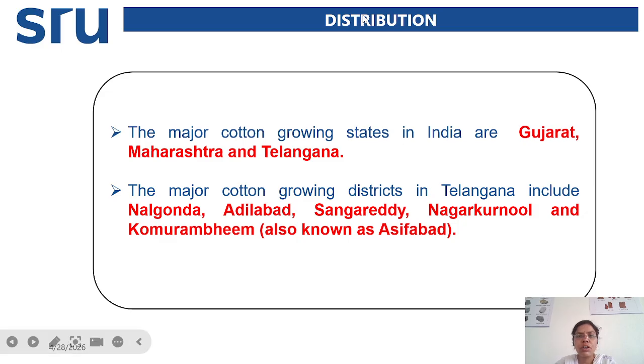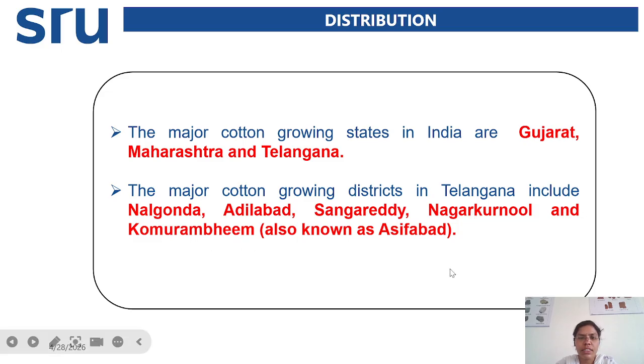And next we'll discuss the distribution. Generally, the major cotton growing states in India are Gujarat, Maharashtra, and Telangana. Coming to Telangana, the major cotton growing districts are Nalgonda, Adilabad, Sangareddy, Nagar Karnool, and Komrambhim, now called Asifabad. So in India, the major growing states are Gujarat, Maharashtra, and Telangana, whereas in Telangana, the major cotton growing districts are Nalgonda, Adilabad, Sangareddy, Nagar Karnool, and Komrambhim.